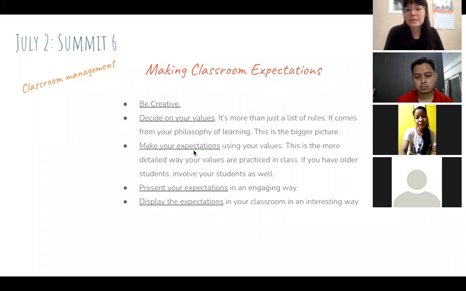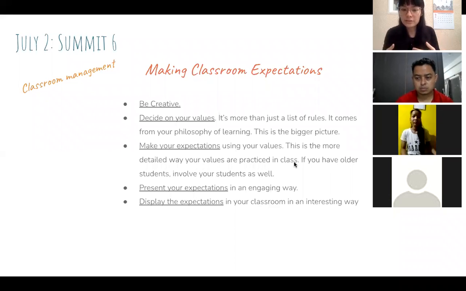And then you make your expectations based on your values. This is the more detailed way of how your values are practiced. So let's say respect is one of your values. Then you can say, only speak when it's your turn. That's how the students can show respect in the class. They only speak when it's their turn to speak. Otherwise, they have to listen to the teacher or the other student who's speaking. So only speak when it's your turn. That's what the expectation would be that reflects your value.